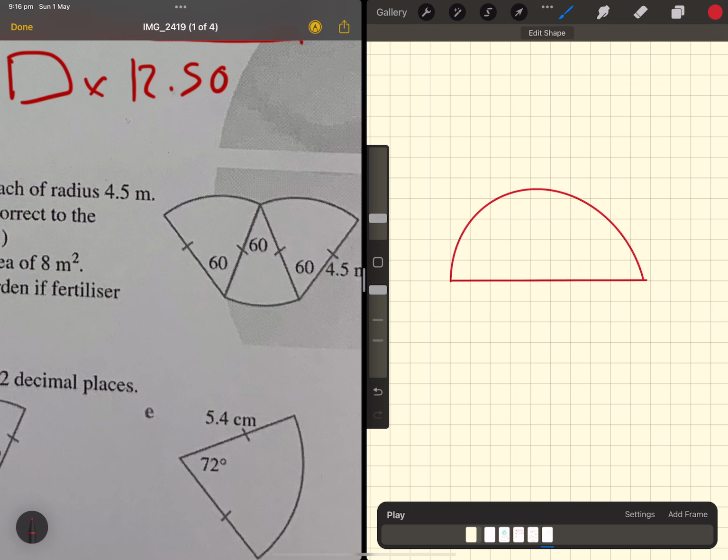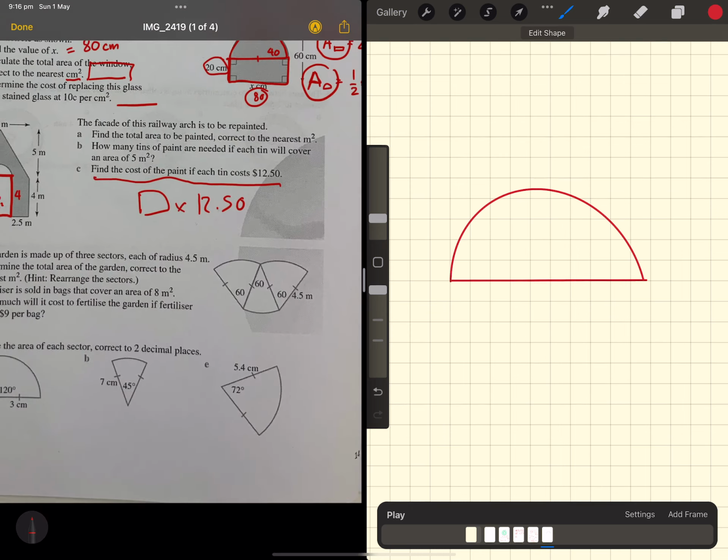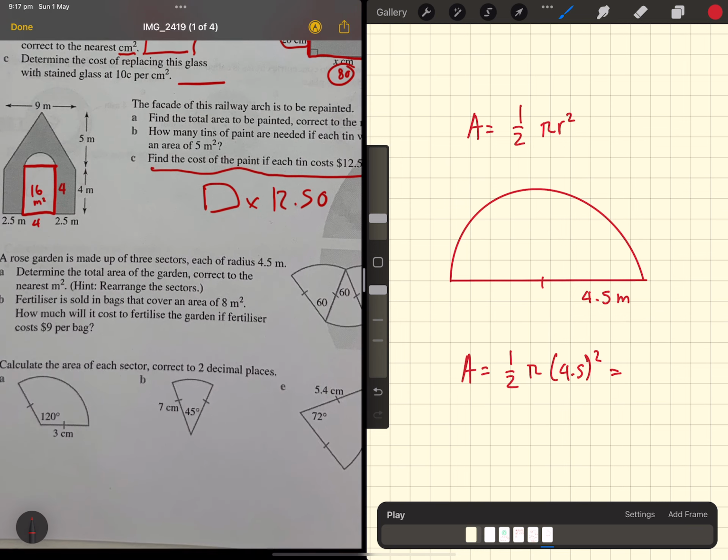So that means all we have to do is find the area, because it says determine the total area of the garden. Okay, we know that the radius is going to be 4.5 meters. So the area of the semicircle is equal to half of the circle, which is pi r squared. So area is equal to 1/2 times pi times 4.5 squared. Once you dial that into your calculator, you should get the answer for the total area of the three sectors combined, in meters squared, to the nearest meter squared.